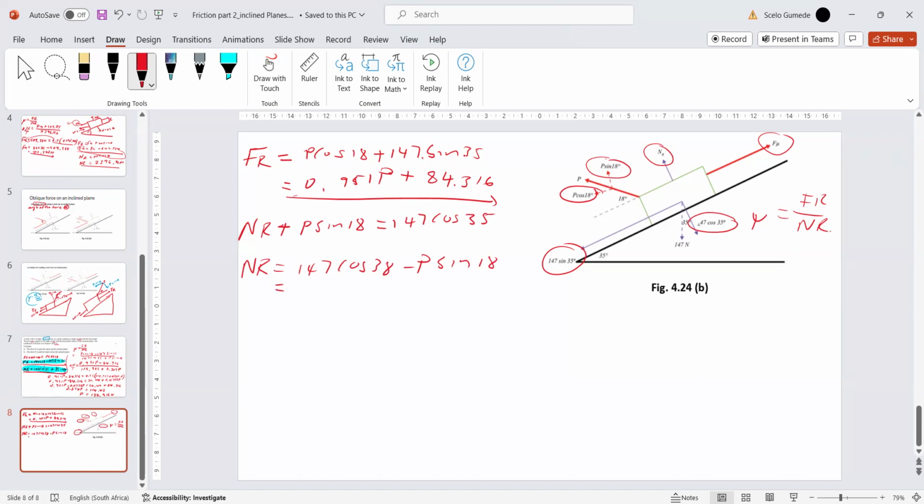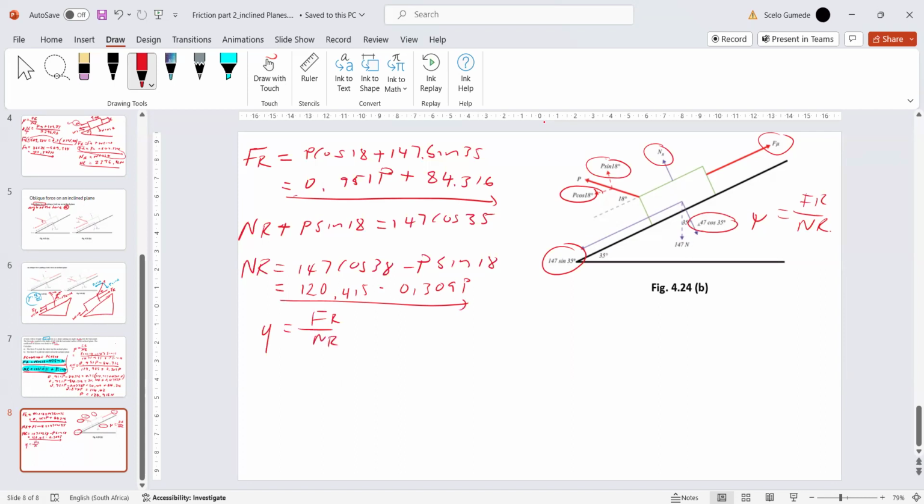Then let's simplify that. Let us simplify that. 147 cos 35 is 120,415 minus 0.309 P. Now, can we substitute this into our formula? See what we're going to get.